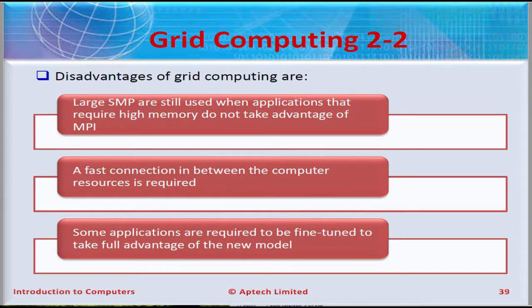Disadvantages of grid computing are that large SMP are still used when applications that require high memory don't take advantage of MPI. A fast connection between the computer resources is required, that is from one computer to the next one. And some applications are required to be fine-tuned to take full advantage of the new model. That is, you have to ensure that you thread your applications properly so that it takes full advantage of the multiprocessing environment.